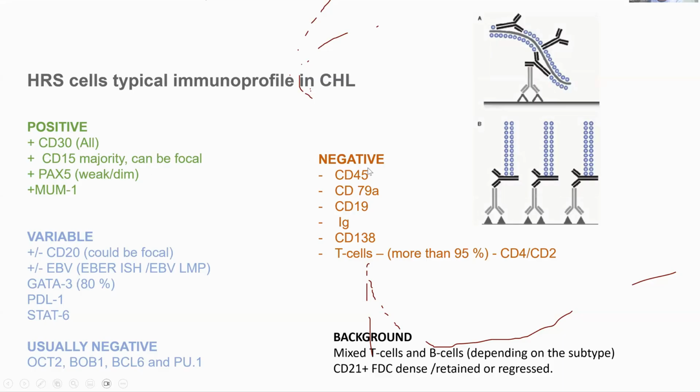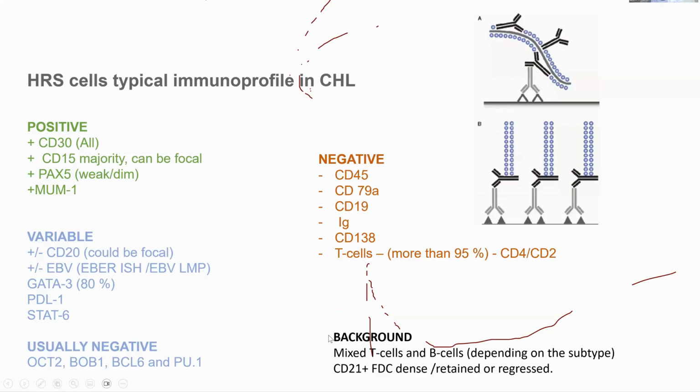The typical cells of classic Hodgkin's lymphoma are negative for CD45, and for the B cell markers CD19 and CD79. They don't express immunoglobulins. They're negative for plasma cell markers and T cell markers. But know that, as I said, they don't read books, so in 5% of cases they can express some T cell markers, usually CD2 or CD4 more than CD3.